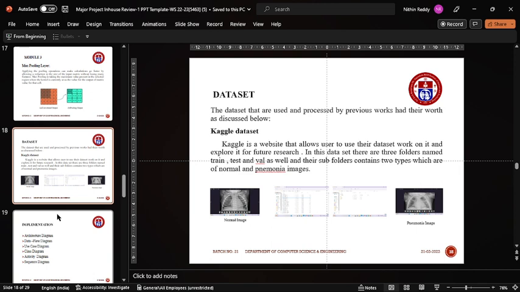Dataset. The dataset that we used and processed, from previous works, is discussed below. Kaggle dataset. Kaggle is a website that allows users to use their datasets, work on them, and explore them for future research. In this dataset, there are three folders named train, test, and val, and their subfolders contain two types, which are normal and pneumonia images.